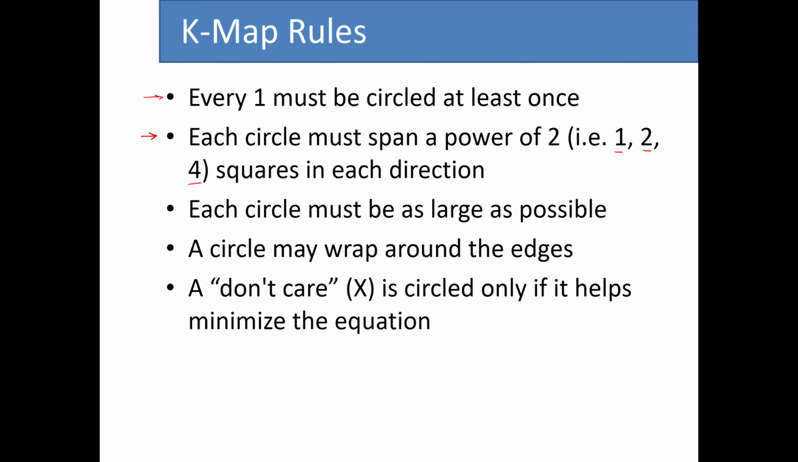And it should be a power of 2 in each direction. So that means that you cannot have 3 cells in a circle. You cannot have 5 cells in a circle. It must be a power of 2, both in total and also in each direction. You will see when we are working with 4-input Karnaugh maps how that works. Then each circle must be as large as possible.